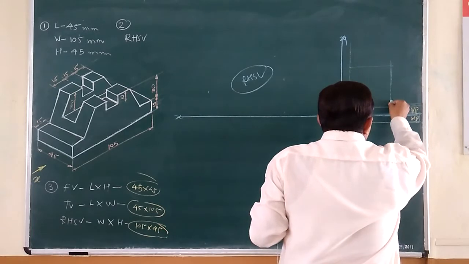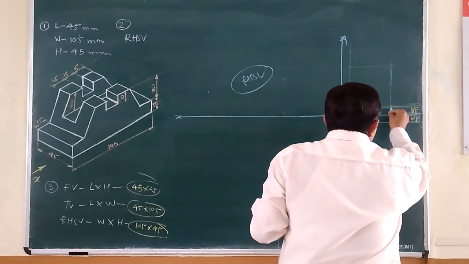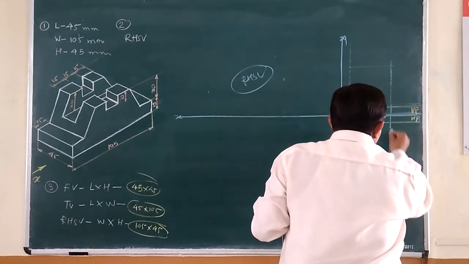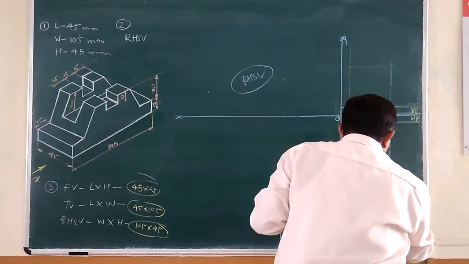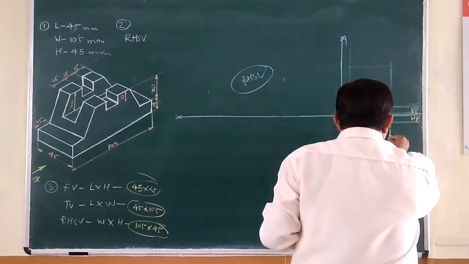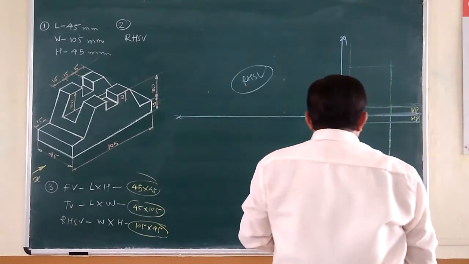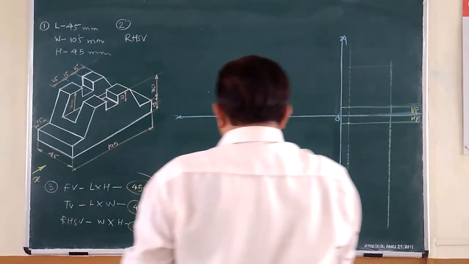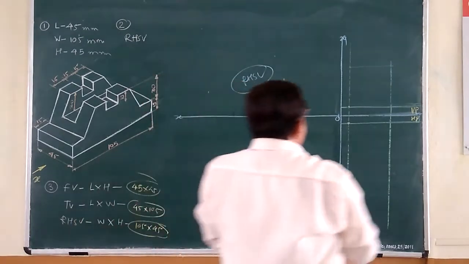Now just get it down with this projector, which will give us the length of the area required in the top view. Just curve it down, stretch it down in this way. Now, the width is how much? 105.